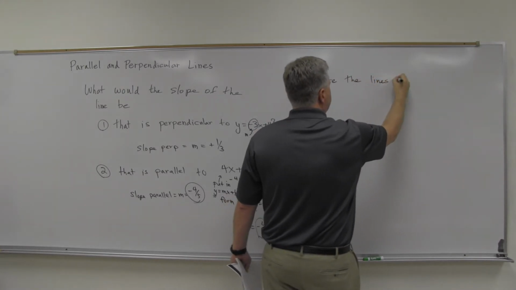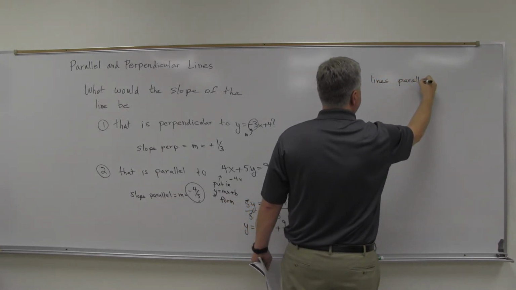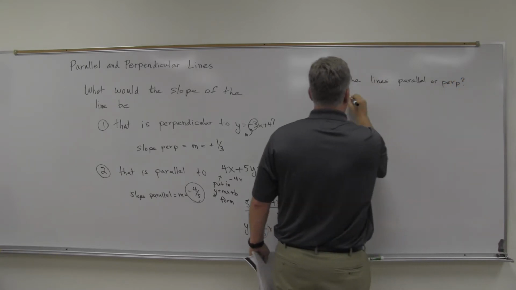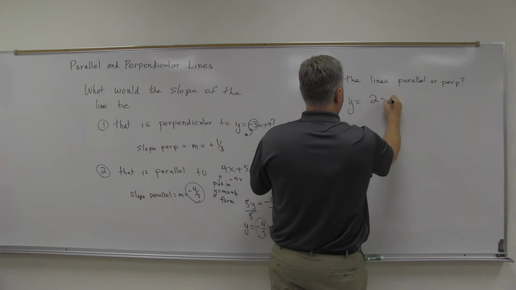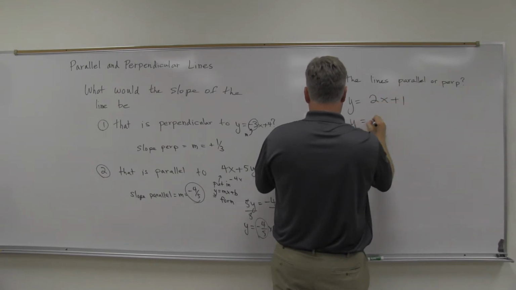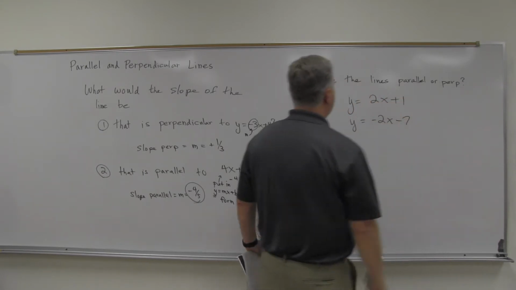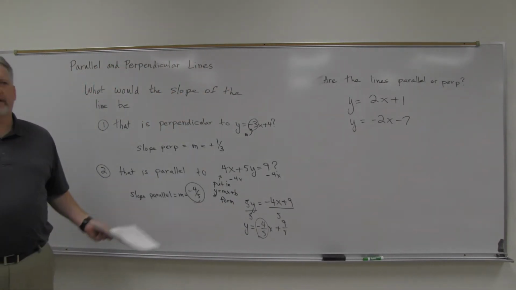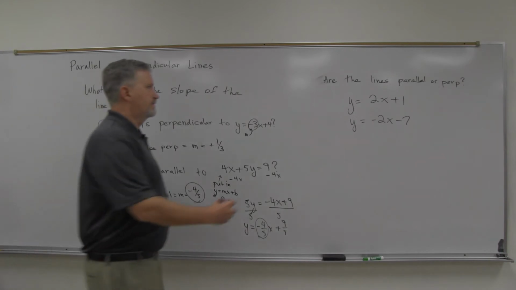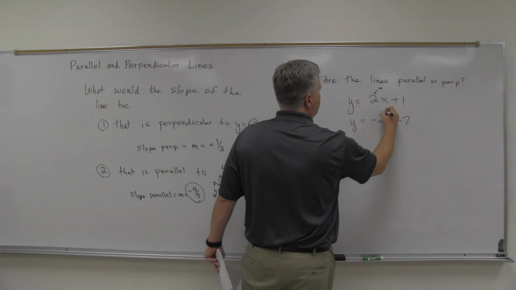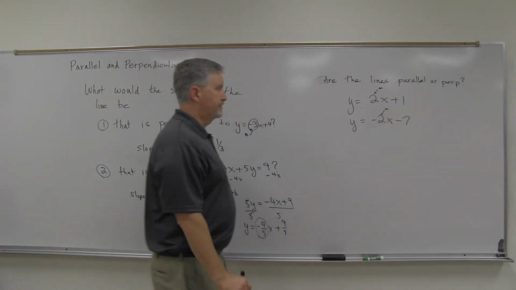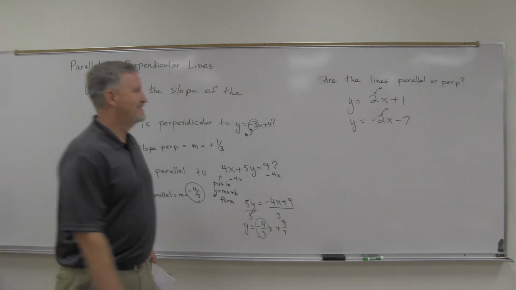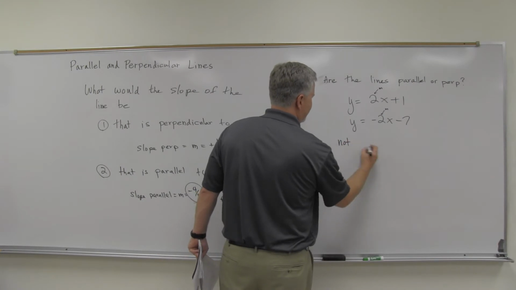So are the lines parallel or perpendicular here? We'll do y equals 2x plus 1 and y equals negative 2x minus 7. Are those lines parallel? No, obviously not, because one has a slope of 2 and the other one has a slope of negative 2. Are they perpendicular though? No. Why not?